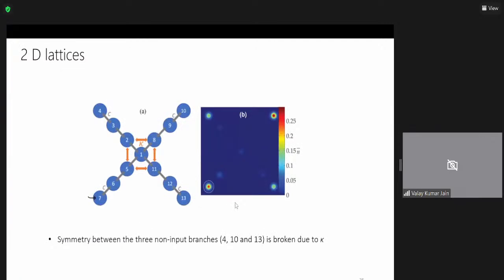Now, a last word on two-dimensional lattices. You can also introduce two-dimensional lattices where you can have an X shape. Each circle corresponds to a waveguide. Then you imagine the waveguides going inside the plane of your screen. We can do inputs along 7 or 10 or 4 or 13 or 1, and we get all sorts of interesting dynamics.